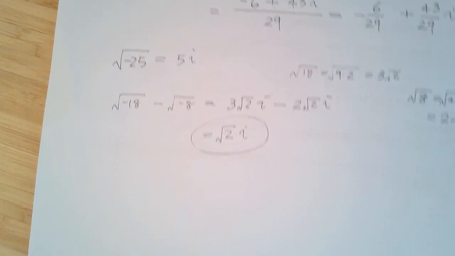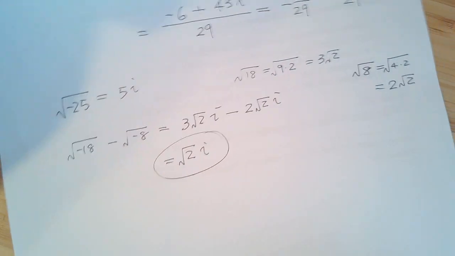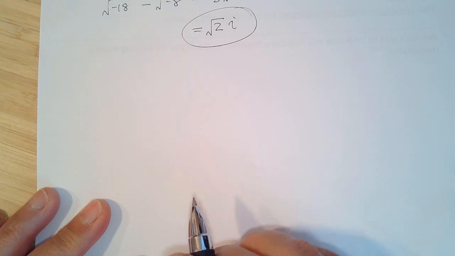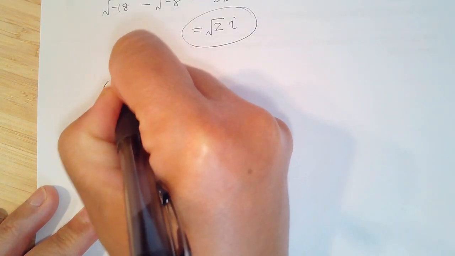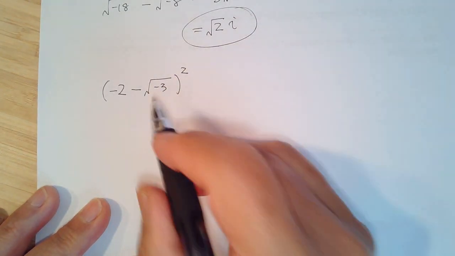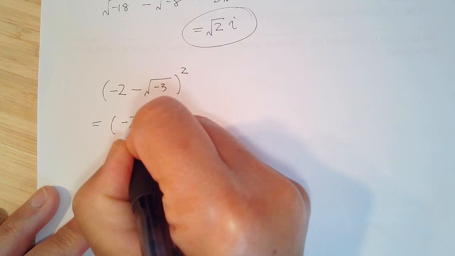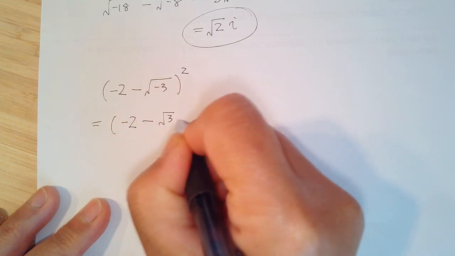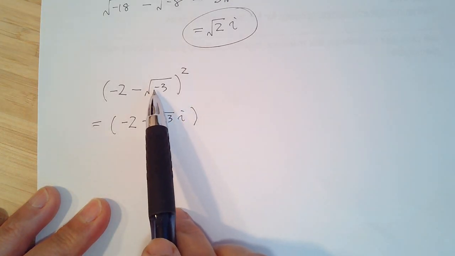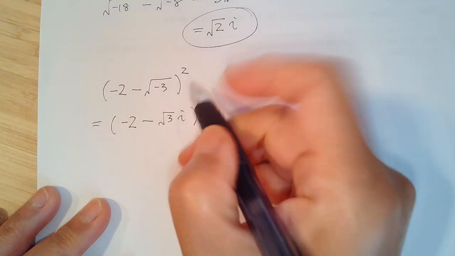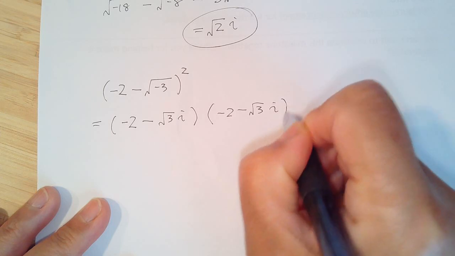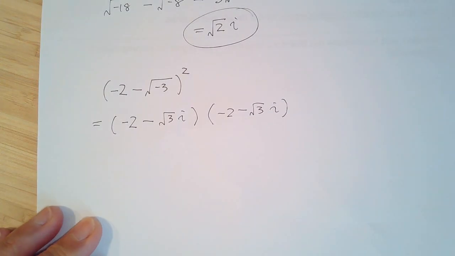So let's try one more. Can you do this? Negative 2 minus root negative 3, squared. So I would ask you to do is to rewrite that as negative 2 minus root 3 i. Can you do that? You keep the root 3, but instead of having a negative inside, you just replace that with i, and squared. Or you can just multiply by itself, because that is what a square means. And then the rest will be just the FOIL method.